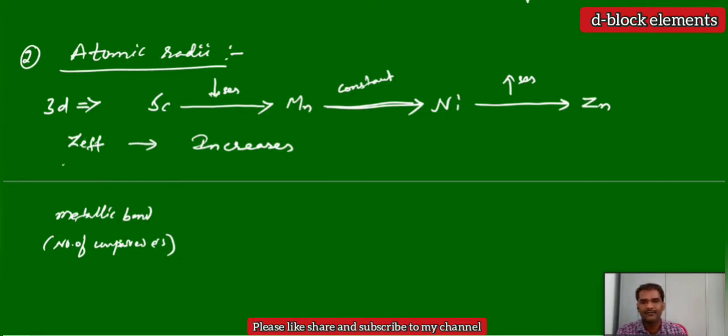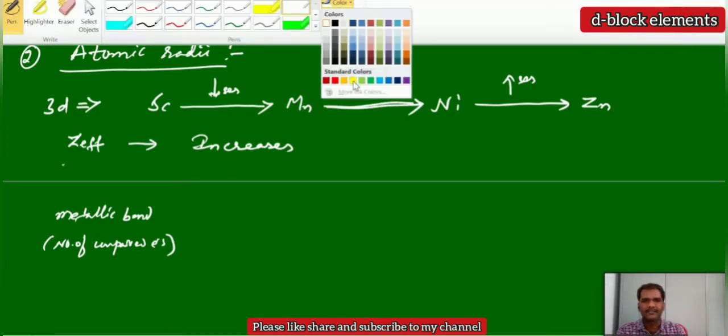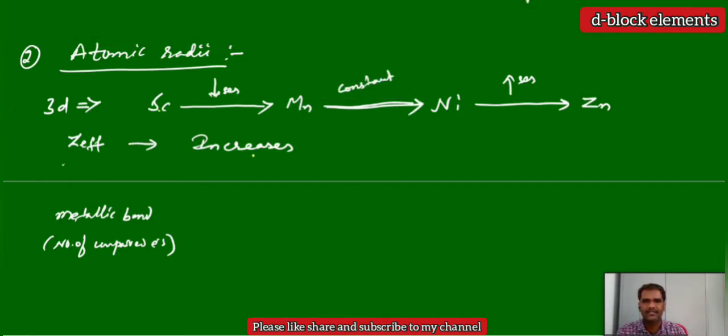But apart from this effective nuclear charge, we have one more factor that influences here, that is the metallic bond. What is it? Number of unpaired electrons. As the number of unpaired electrons increases, the bonding nature increases. As the metallic bonding nature increases, ultimately the size decreases. So, from scandium to manganese, you can observe the regular behavior only. Scandium to manganese, Z effective increasing, and the number of unpaired electrons also increases. Scandium, titanium, vanadium, chromium: 1, 2, 3, 4, like that, the number of unpaired electrons increases. So, metallic bonding also increases.